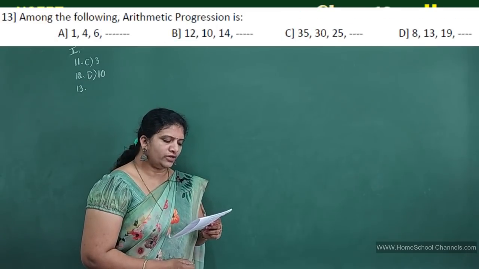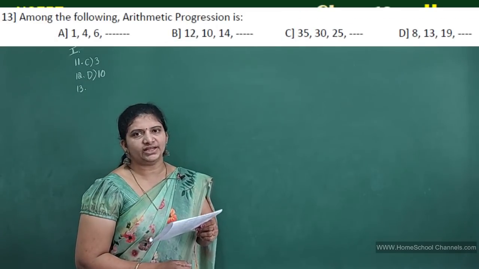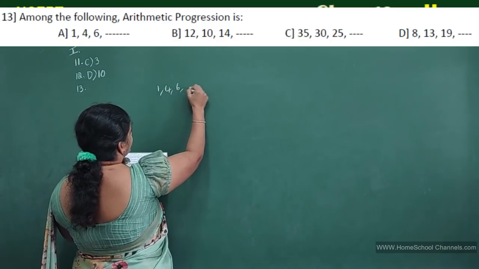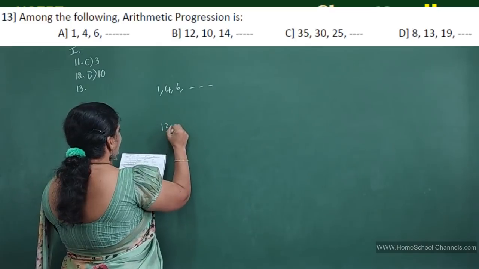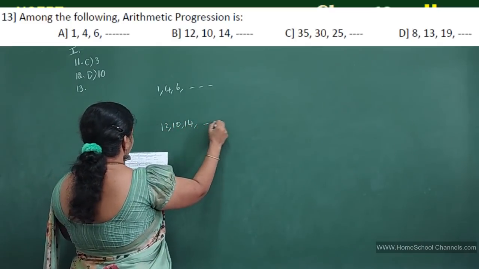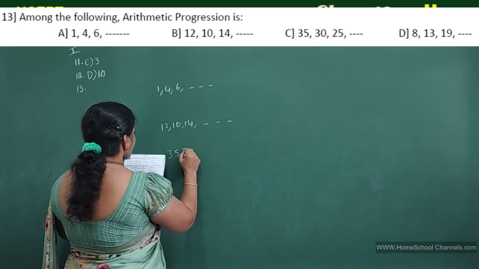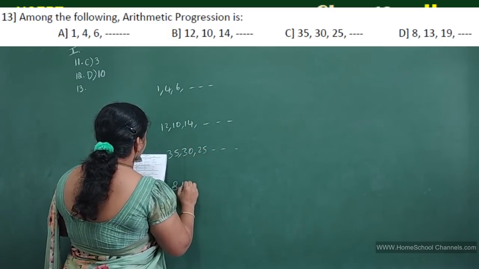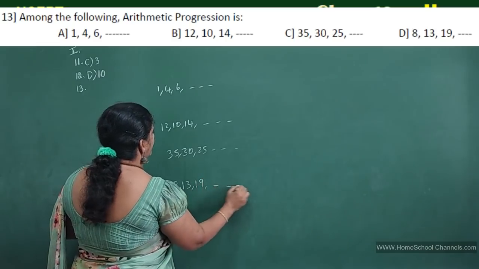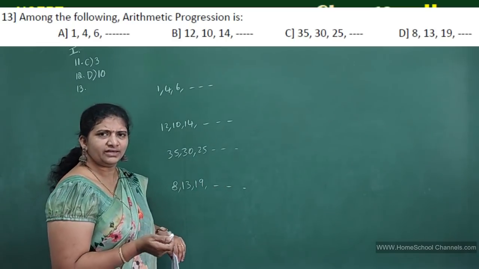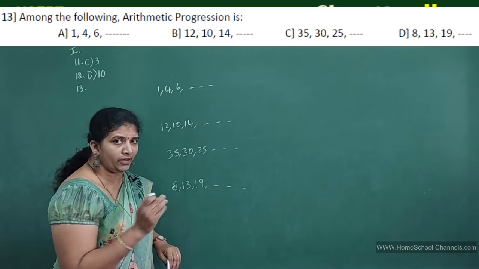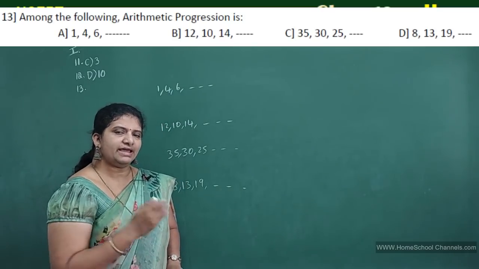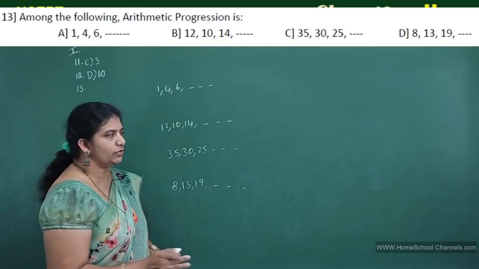13th one, among the following, arithmetic progression is. Let me write the options here. 35, 30, 25, and so on. 8, 13, 19, and so on. Okay. How can you find whether the given sequence is in AP or not? We should see the common difference. If it is constant, then that sequence is in arithmetic progression.